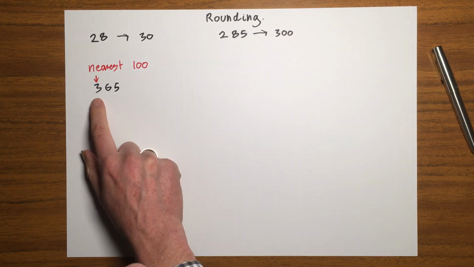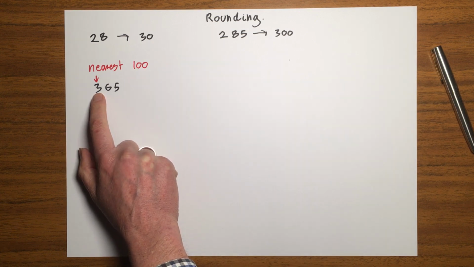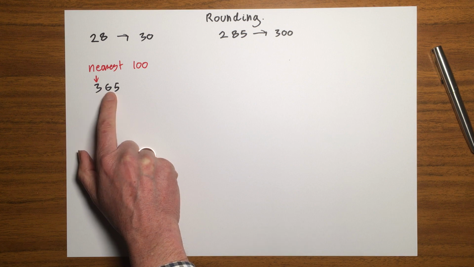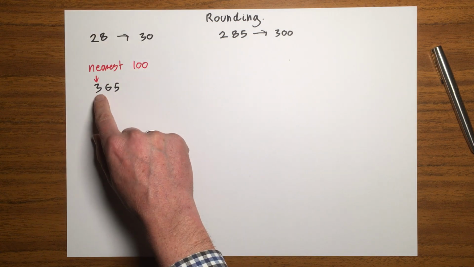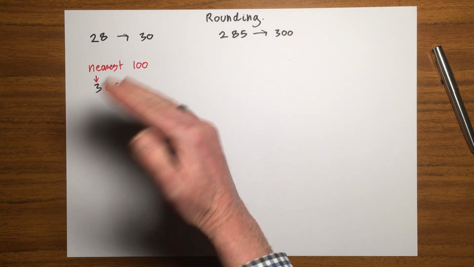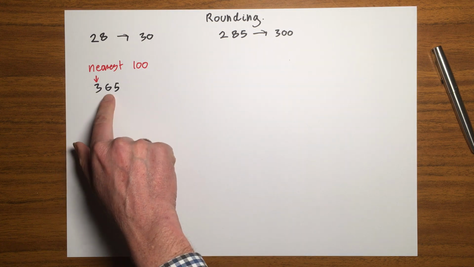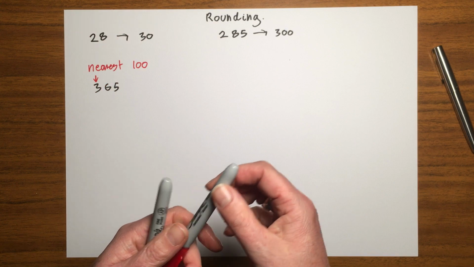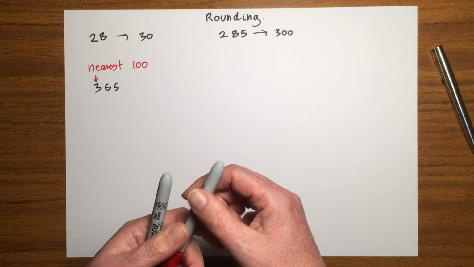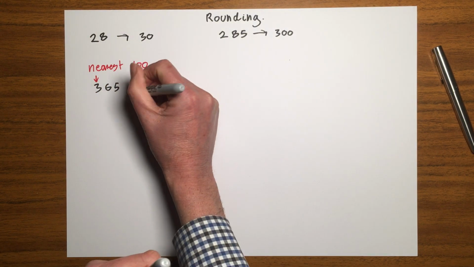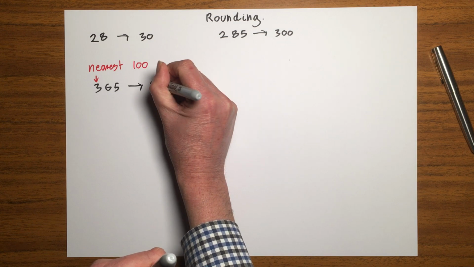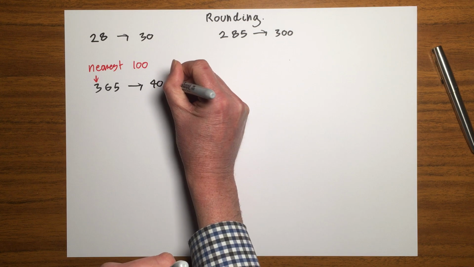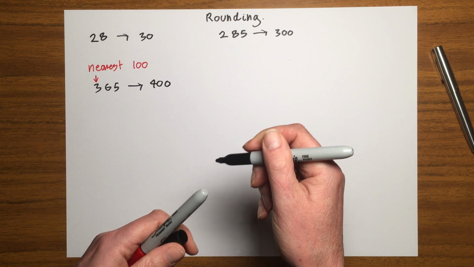So what I do is, now I've highlighted that 300, I look at the next digit along, moving right, which is the tens column, and think to myself, is that nearer to the next 100, the 400, or is it nearer to the 100 below, the 300? Well, of course, 6 is taking me closer to the next 100, so that 365 must round up to, you got it, 400.